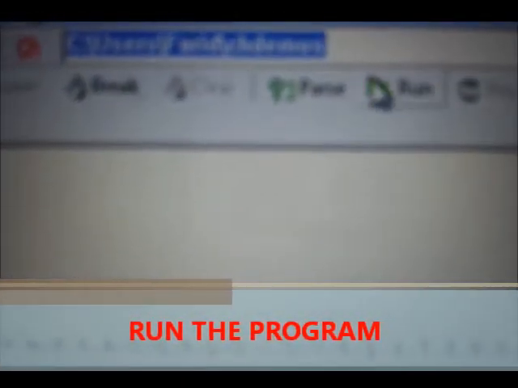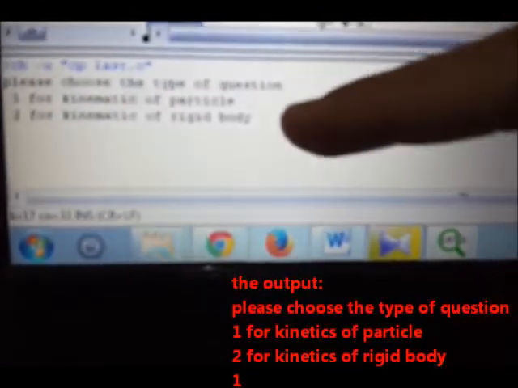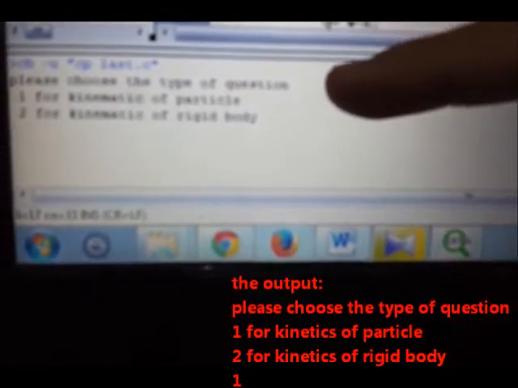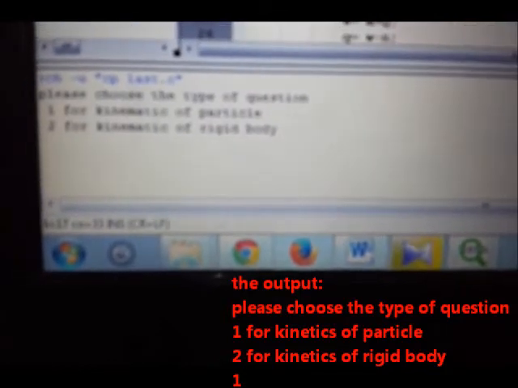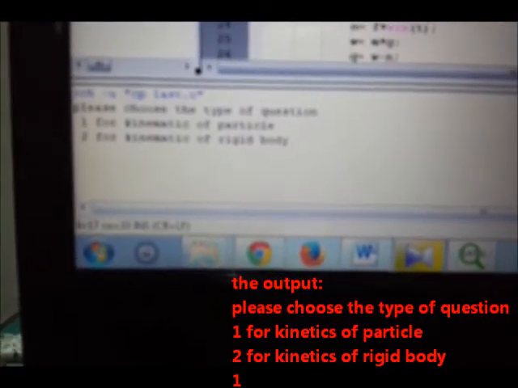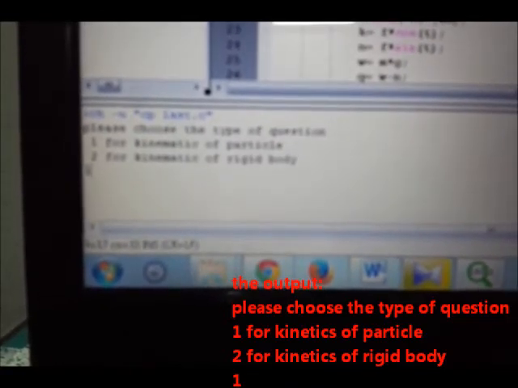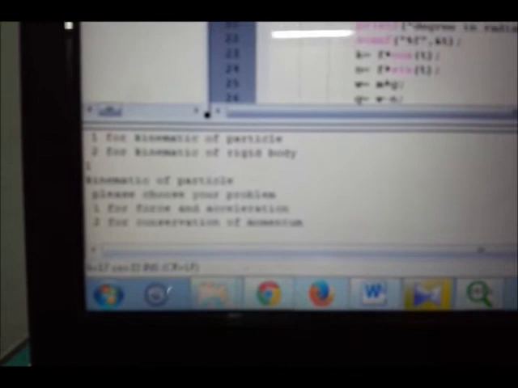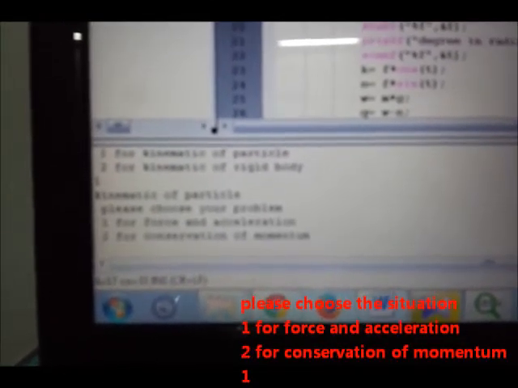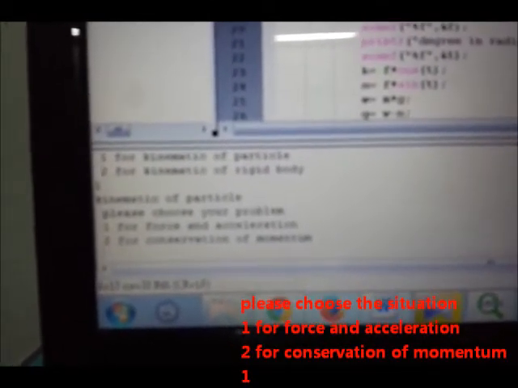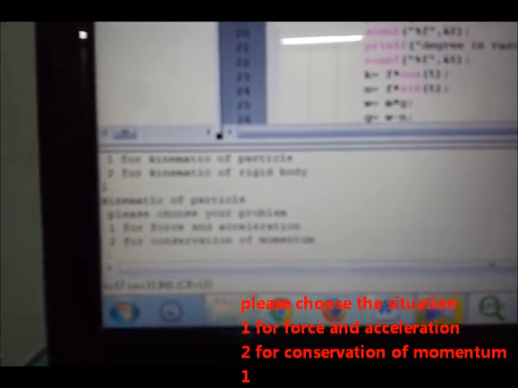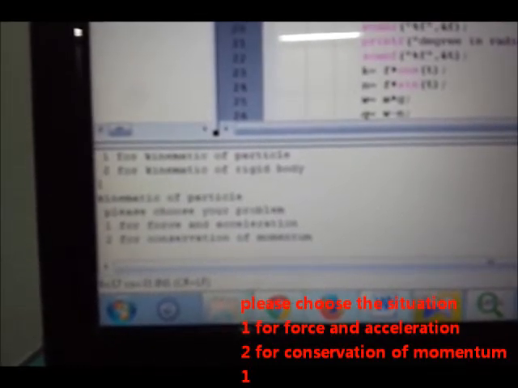Okay, we run. The program asks please choose the type of question. Okay, we choose 1 for kinematic of particle, and then the program asks to choose the topic, 1 for force and acceleration and 2 for conservation of momentum. We choose 1 again.